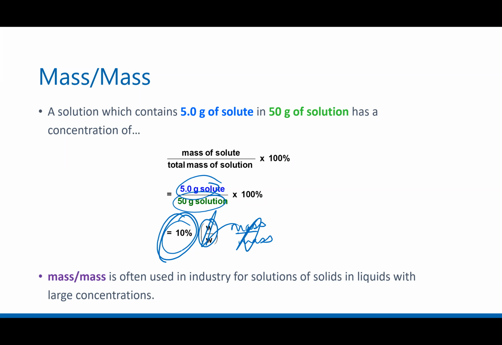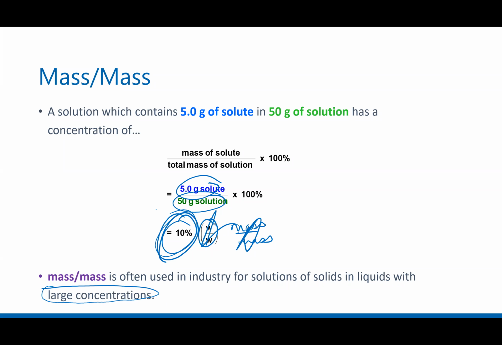Typically, industry uses percent concentration for large concentrations. And in a chemistry sense, I would consider this a pretty large concentration. Typically in chemistry, we deal with very small amounts or small concentrations. So this is considered pretty big.